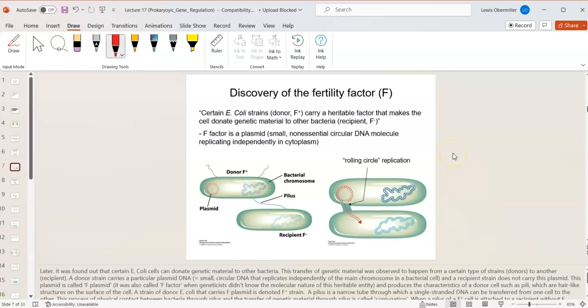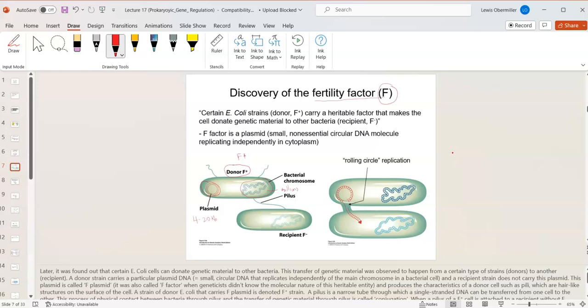The way it happens is that scientists looked at this and they found something called the fertility factor, which we're going to call F. Certain E. coli strains, we're going to call these donor strains, have the fertility factor. They're F plus. So here's the bacterial chromosome, and then there are exogenous pieces of DNA we call plasmids. These are usually small, 4 to 20,000 bases. This is usually big. We're talking millions of bases.